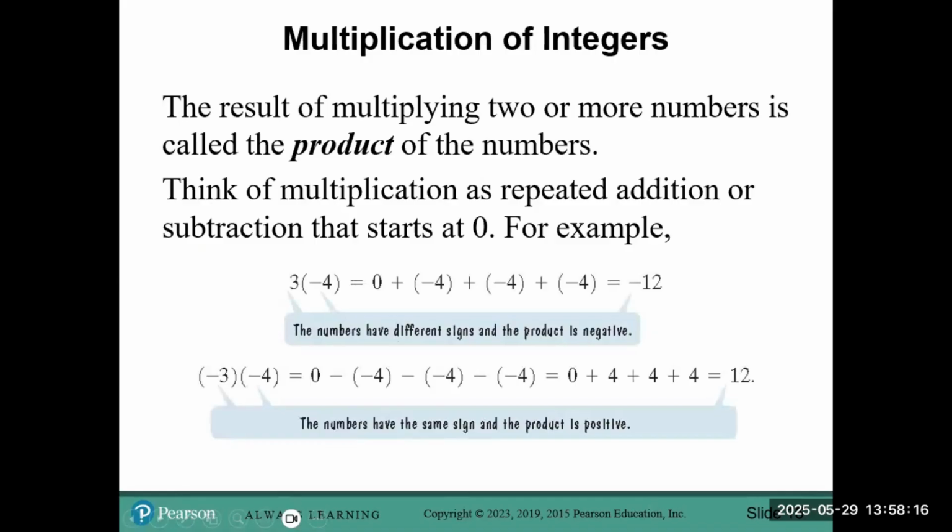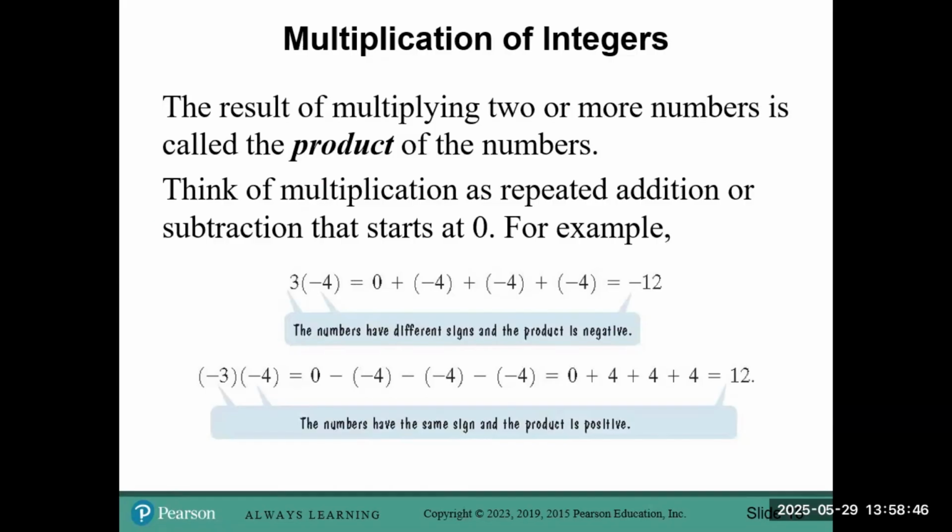When we multiply numbers, you can think of it as repeated addition. So for example, 3 times negative 4, you can think of adding negative 4 to itself 3 times. Or you can think of starting at 0 and then subtract 4, subtract 4, subtract 4, and you get to negative 12.